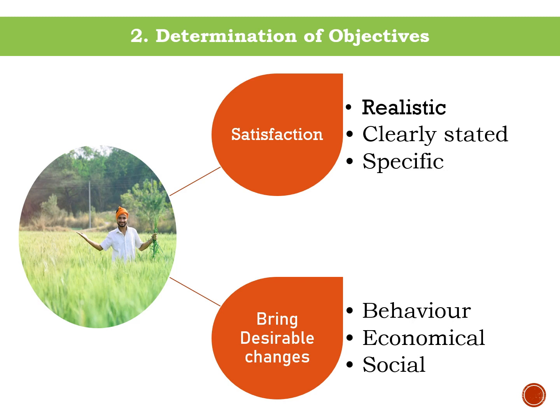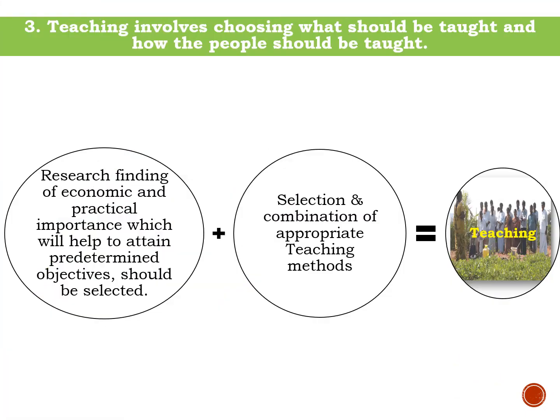Then they should be very specific so that on completion of those objectives, it should bring the satisfaction in the community. They should bring the desirable changes in the behavior of the people, in the economic conditions of the people, and also the social conditions of the people should be uplifted once the objectives are fulfilled during the extension education program.